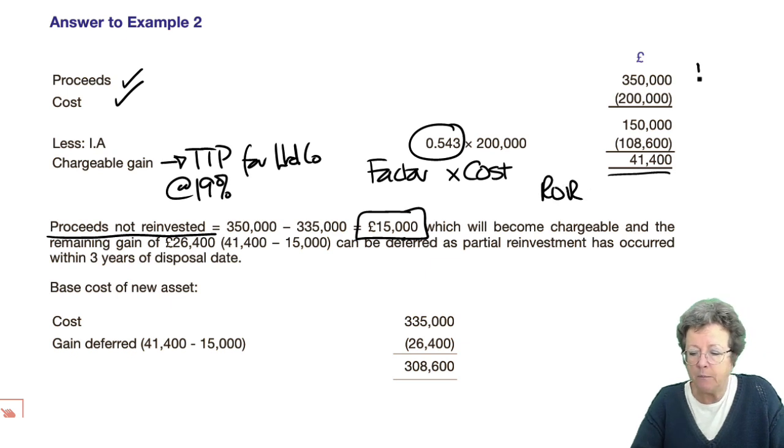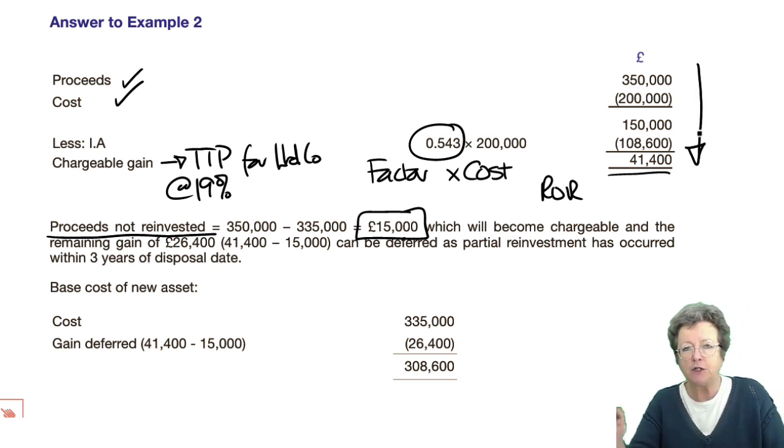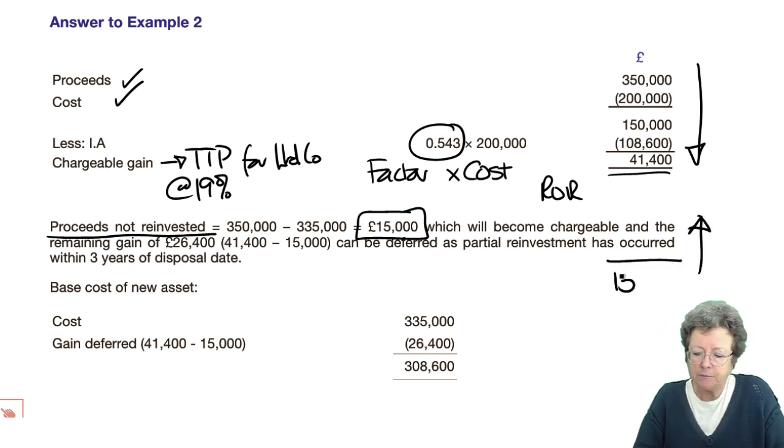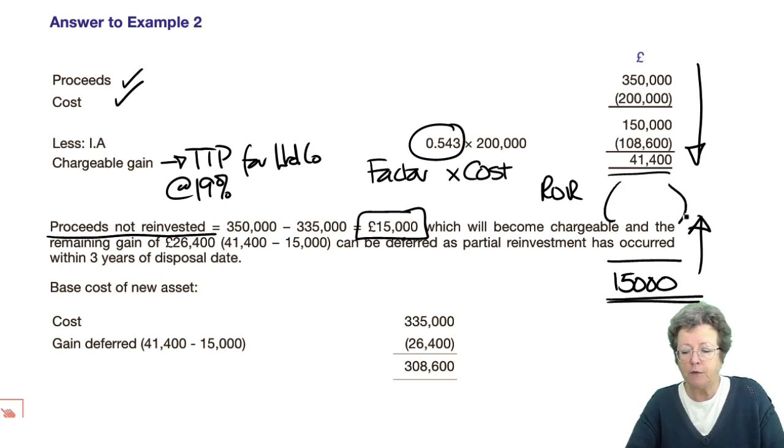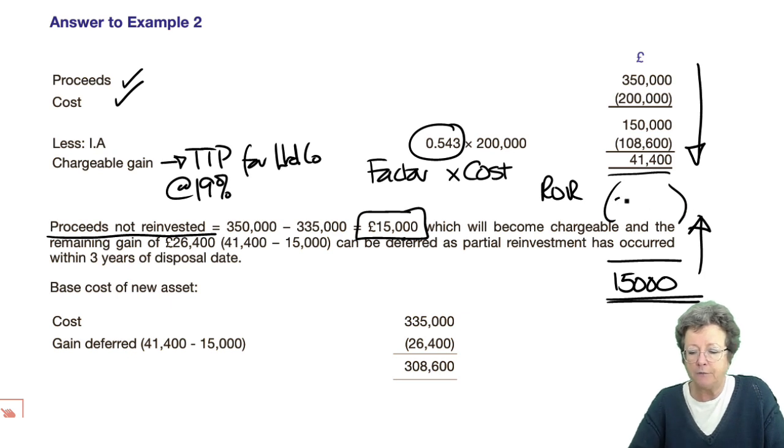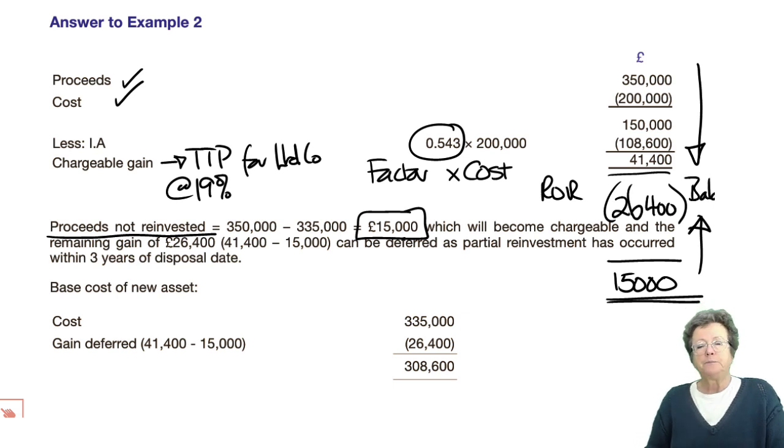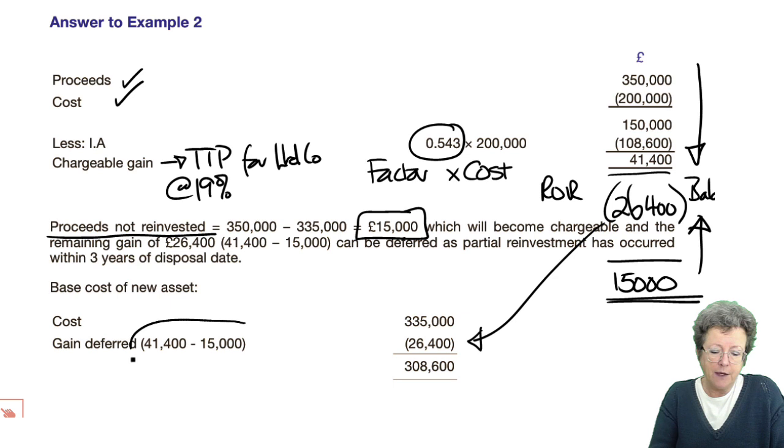Now this is where, as I mentioned before, you can do computations from the top down and then from the bottom up. Now at the end of the day, that's going to be chargeable. This rollover relief is therefore the balancing figure. So sometimes you have to do it top down, bottom up, which means that the base cost of the new factory has the smaller amount in it. You can see, therefore, the gain deferred.